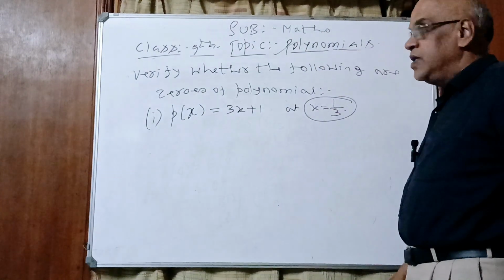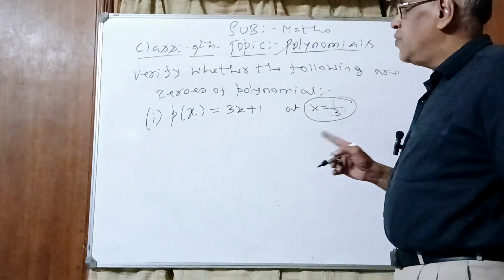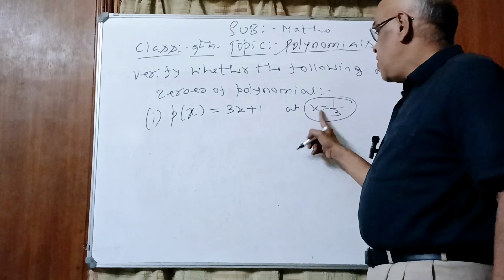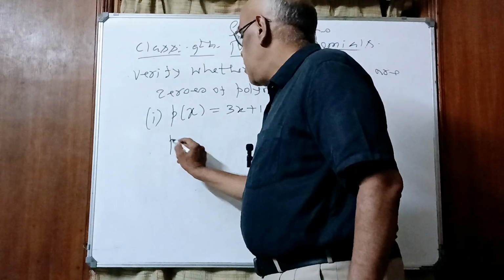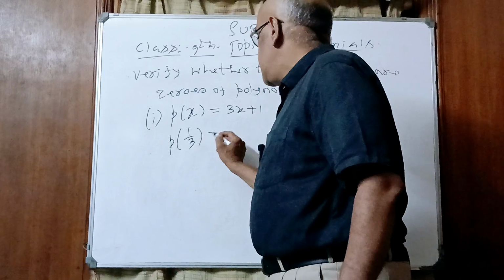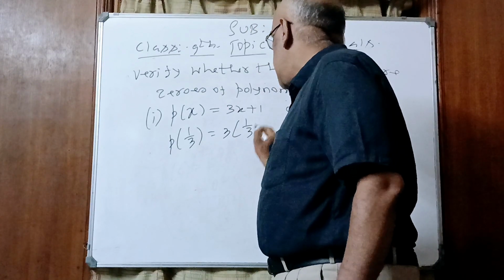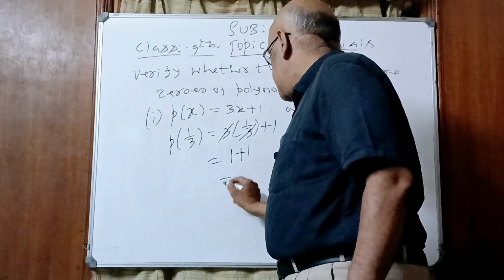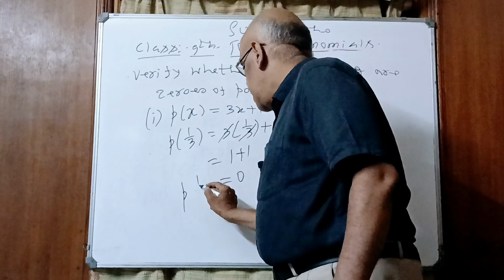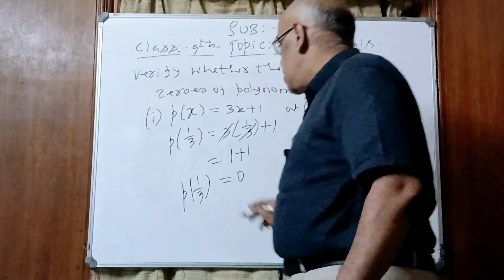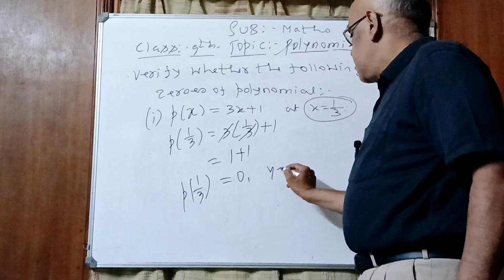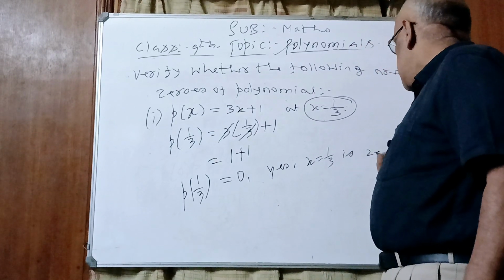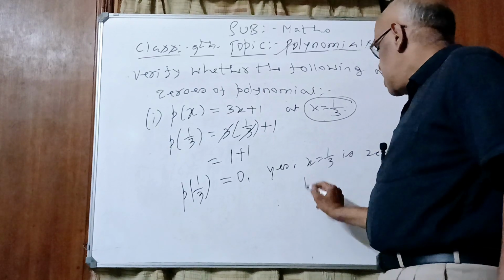Yes, very good question. I was studying about zeros now. Zero of the polynomial, zero of the polynomial. Again and again I was talking. In this polynomial, wherever x is there, put 1 by 3. Now what is the value? 3 into 1 by 3 plus 1. 3, 3, 1. What do we get? 1 plus 1, which is 0. What is the answer, children? P of 1 by 3 is equal to 0. Yes? X equals 1 by 3 is 0 of the polynomial.